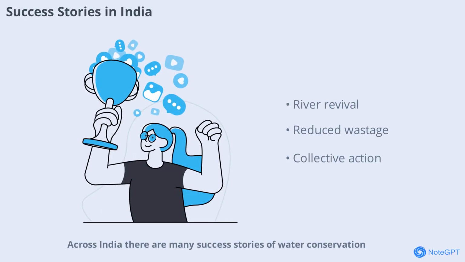Across India, there are many success stories of water conservation. From villages that have revived rivers to cities that have reduced water wastage, these examples show that collective action can make a difference. Learning from these stories can inspire others to adopt similar measures and contribute to water security.